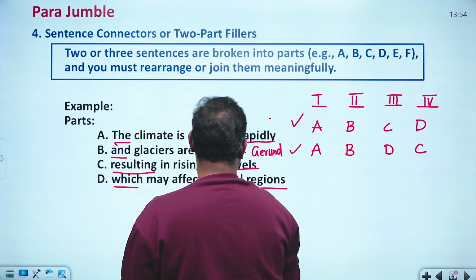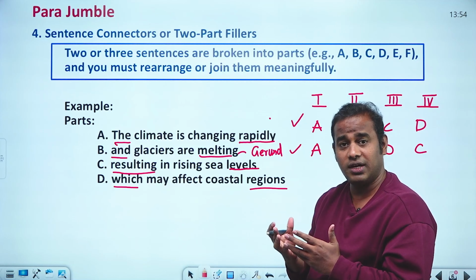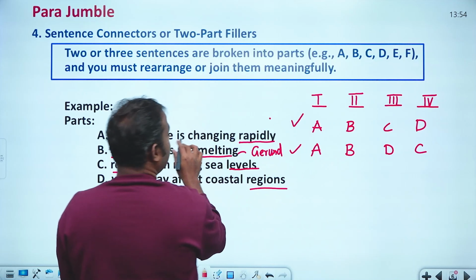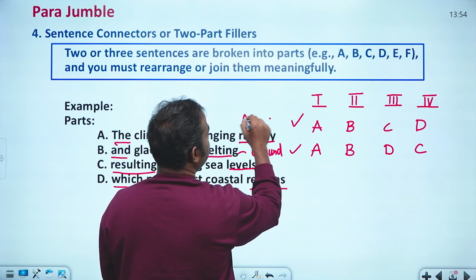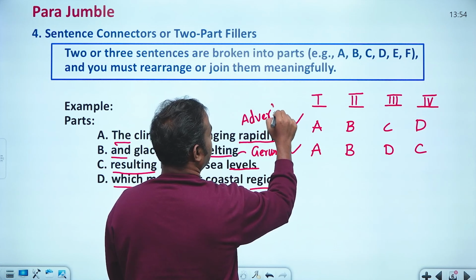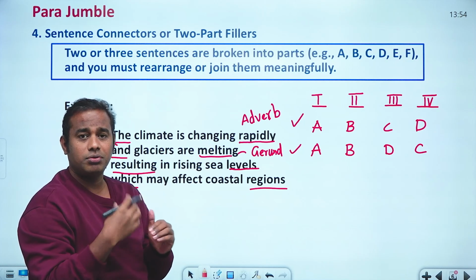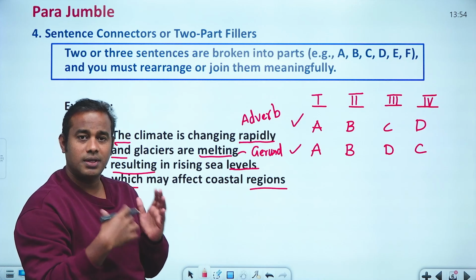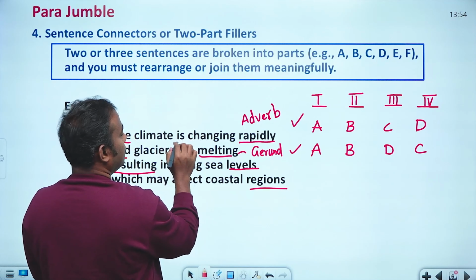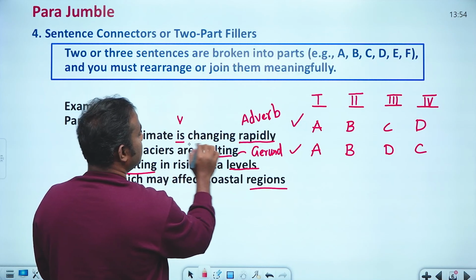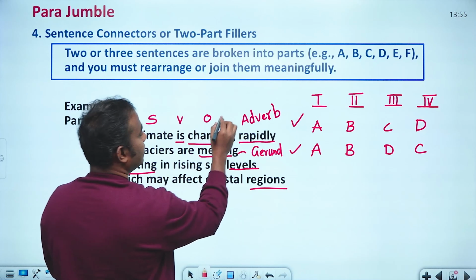He ran faster, he ran fastly. Here, the climate is changing rapidly, so this becomes an adverb. If you are unable to understand anything, first try to do this exercise in your own mind, and then try to solve it. The climate is changing. Changing is a verb plus ing, so this becomes an object. The climate is the subject. So naturally this is a sentence.